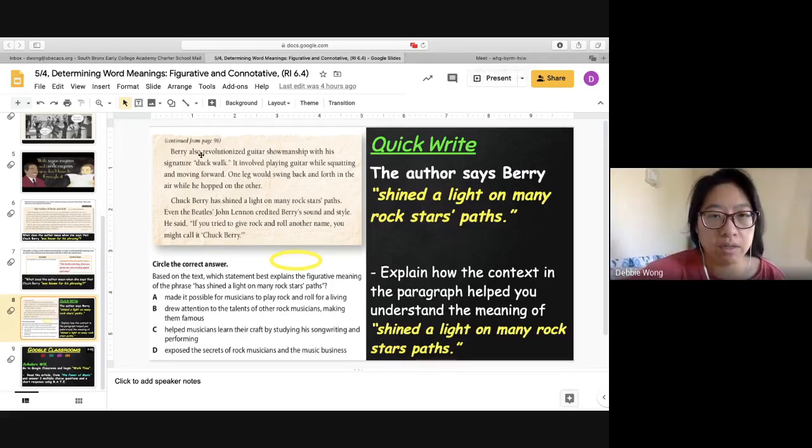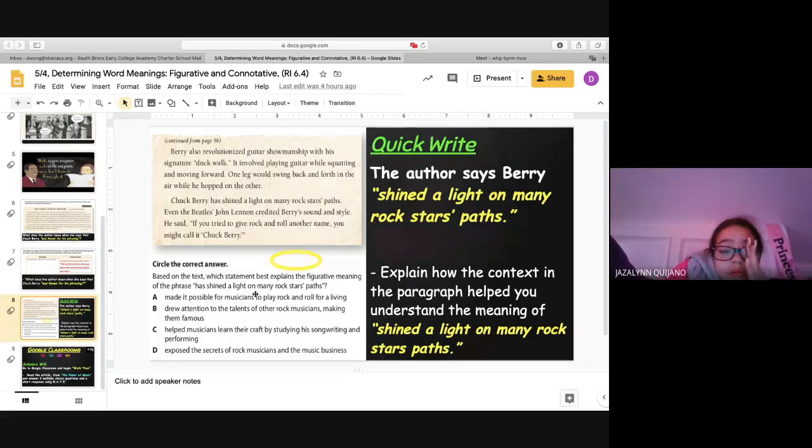Okay, but here it says Berry also revolutionized guitar showmanship. So which means that he made his mark because his style of music gave other musicians opportunities to play rock and roll. So it would be A. Does that make sense? Yes.